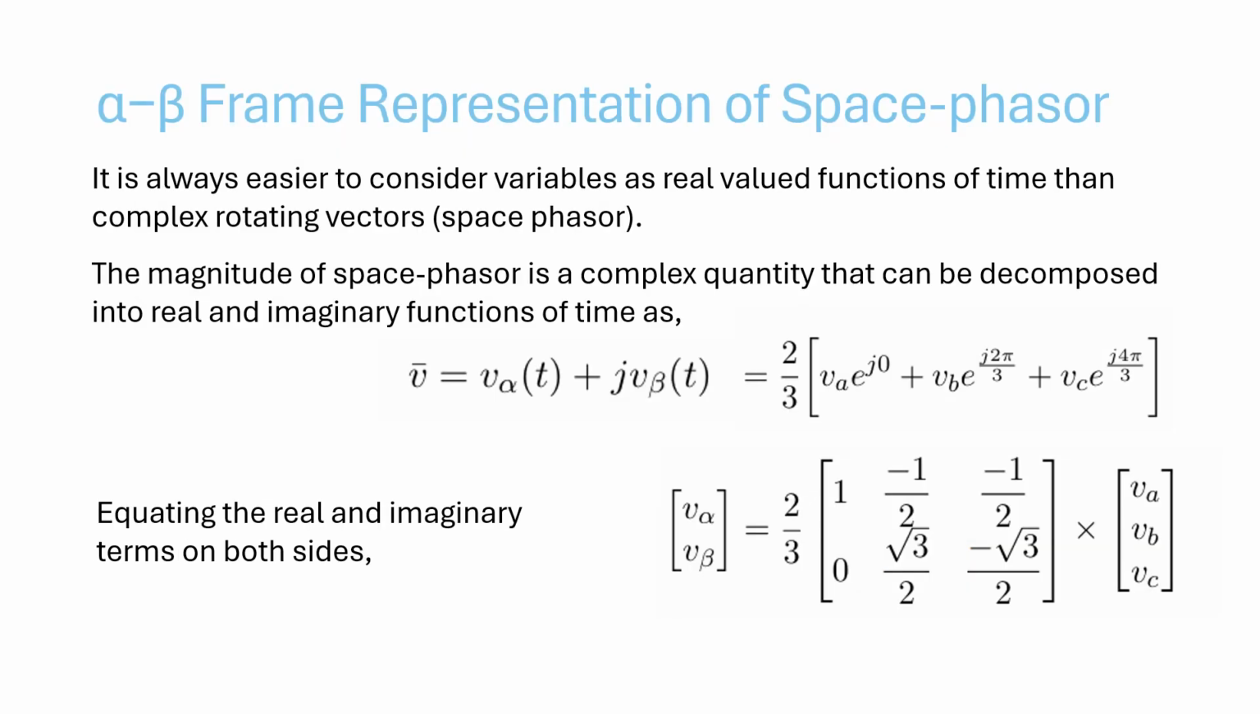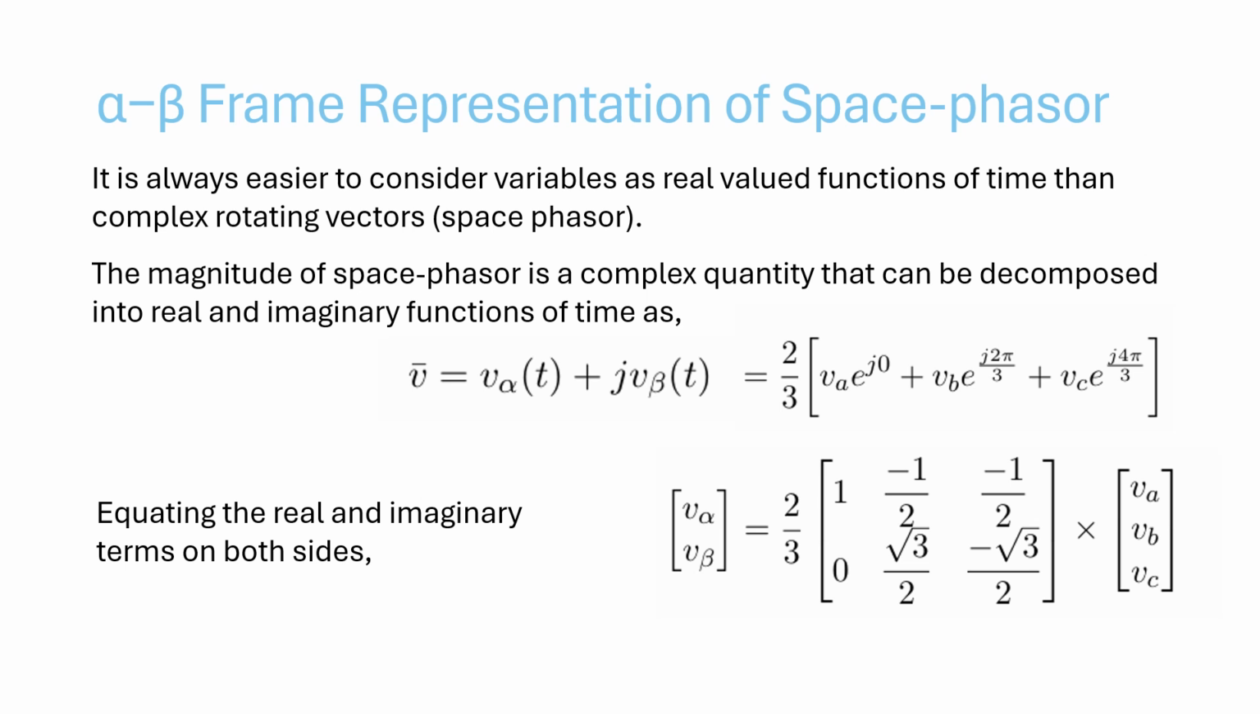Alpha beta frame representation of a space phasor. It is always easier to consider the variables as real valued functions of time rather than the complex phasors. So V bar is V alpha plus j V beta, so this is a different frame. What we discussed earlier is the phase phasor frame. This is just a stationary frame, meaning we are converting all the rotating or varying sinusoidal quantities into just a stationary frame of reference, V alpha V beta.